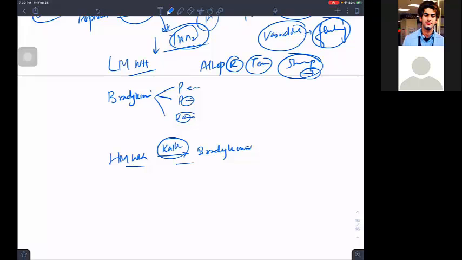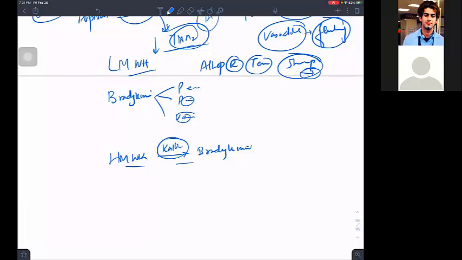I have a disease associated with C1 esterase inhibitor deficiency. What is the name of the disease in which I have C1 esterase deficiency? That C1 esterase was actually inhibiting my 12A and 11A. So if I have a deficiency, I will be having edema. So what is the name? Hereditary angioedema.